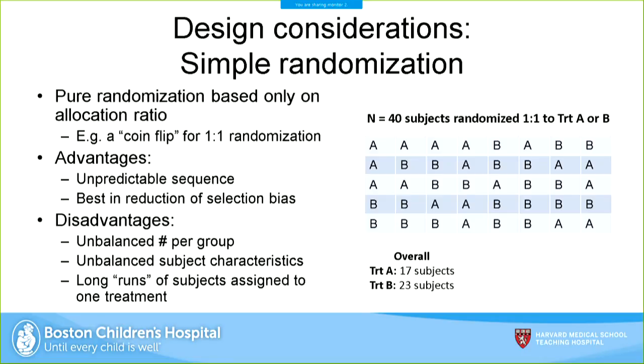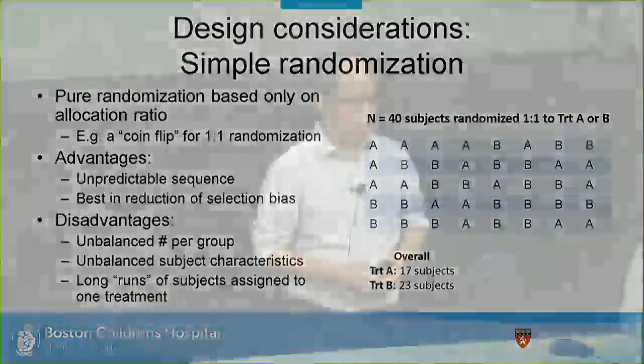You're not going to get exact balance between the treatment groups every time. So the advantage of a simple randomization like this is that it's unpredictable. You're not going to be able to tell what the next treatment intervention would be. And it's really good at reducing selection bias. However, if you're unlucky, you could end up with unbalanced numbers of subjects per group. You could also end up with unbalanced characteristics in the subjects between groups. So you may end up with more males in treatment A than in treatment B, and that's something you may have to control for in your analysis.